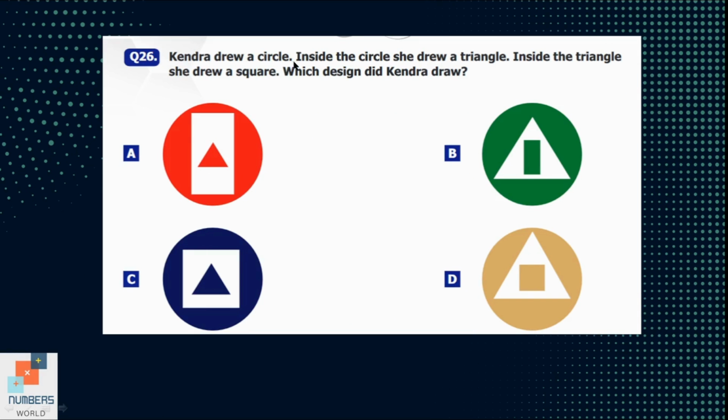Question number 26. Kendra drew a circle. Inside the circle, she drew a triangle. Inside the triangle, she drew a square. Which design did Kendra draw? So here option D is the correct representation of the information because we have a circle first, then a triangle inside the circle, after that a square inside the triangle. So option D is the correct one.